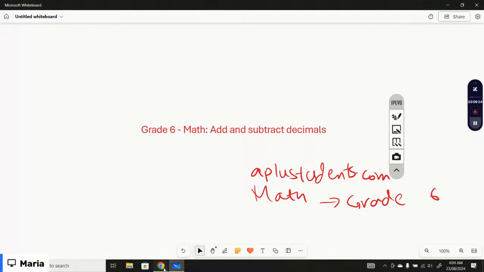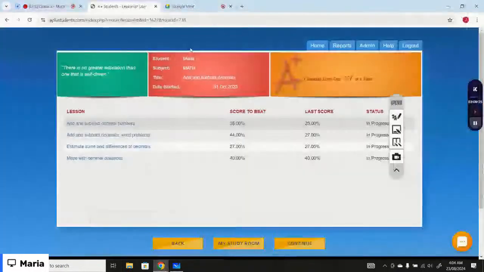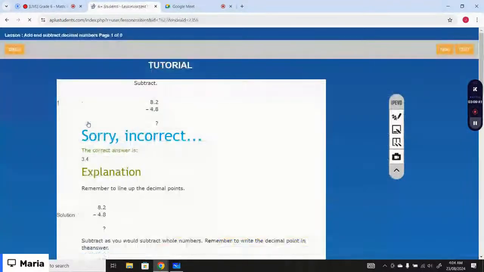Okay, so here I'm on grade 6 math. The chapter we are on right now is add and subtract decimals. So let's start with the first lesson, add and subtract decimals. The first one is you have to subtract 8.2 take away 4.8. You can simply subtract the decimals like we do other numbers, but here you just have to keep the decimal point, right?